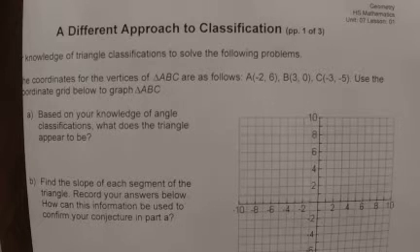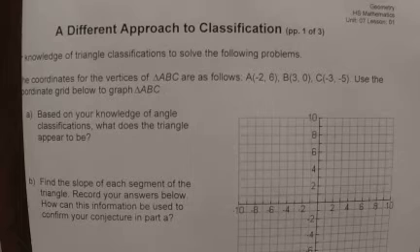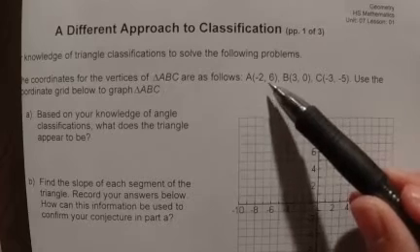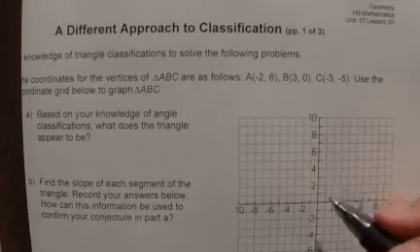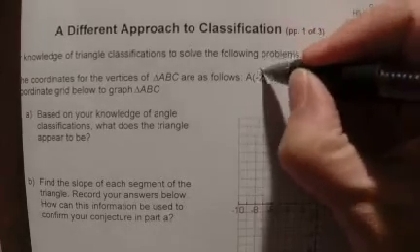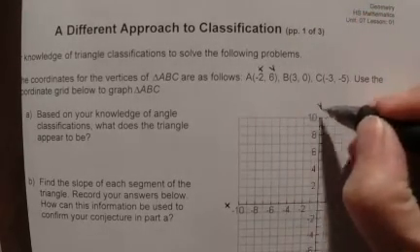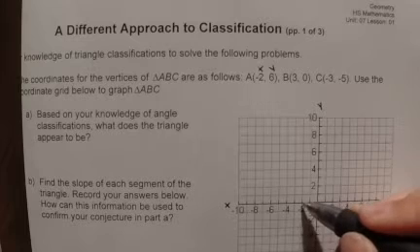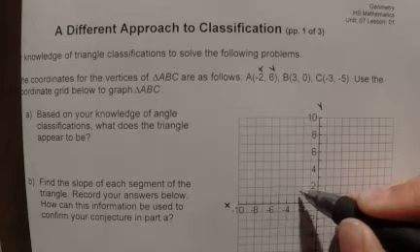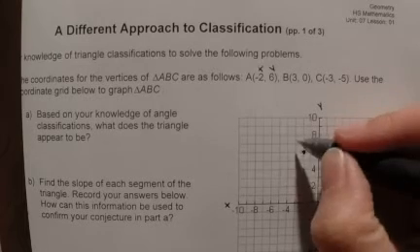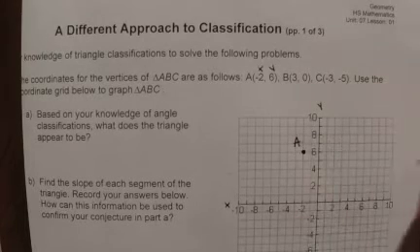The coordinates for the vertices of triangle ABC are as follows. Use the coordinate grid below to graph. So we need to graph point A, that is -2, 6. Remember this is X, this is Y, so this is your X-axis, this is your Y-axis. So we would go to -2 on X and then up 1, 2, 3, 4, 5, 6. Put a point and then we would label this A.